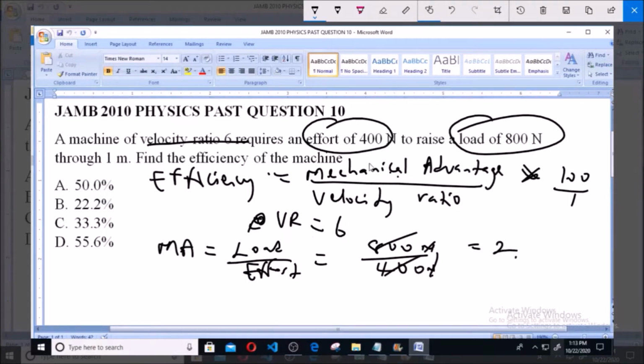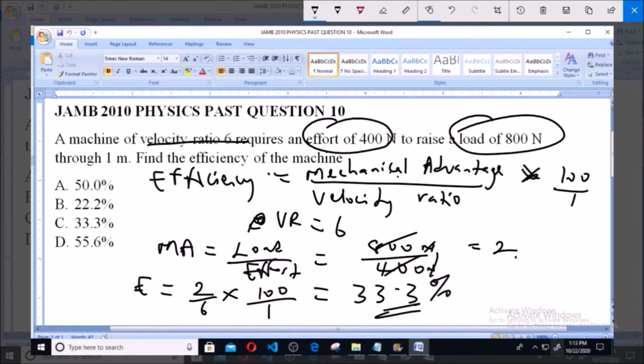So you can substitute now into the formula directly to calculate the efficiency. So the efficiency is given as 2 over 6 times 100 over 1, and 2 over 6 times 100 over 1 is 33.3. Remember, efficiency is measured in percent, and that was the reason why we multiplied by 100. So 33.3% is the efficiency of this machine. 33.3% is option C. So C is the correct answer to this question.